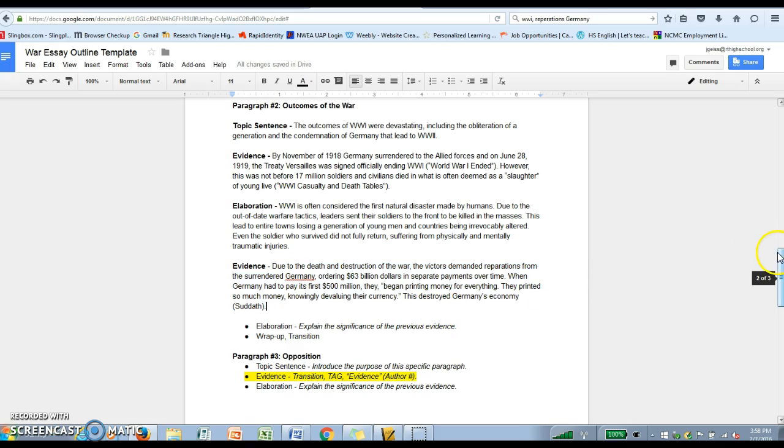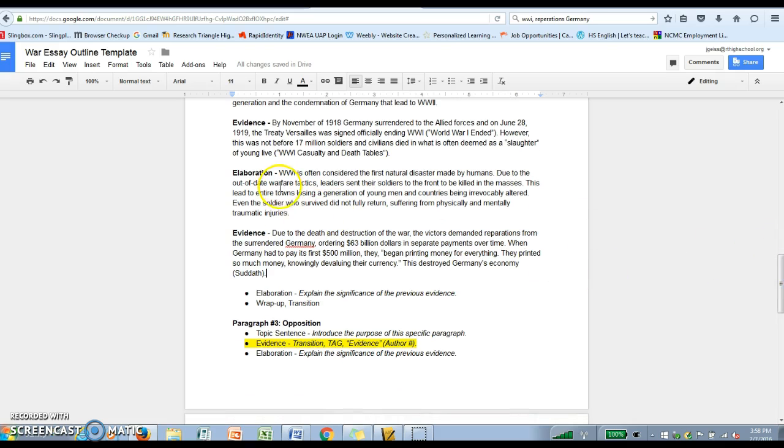So here we have our next piece of information. This transition, due to the death and destruction of the war, transitions from what was previously stated in the elaboration. So in our last piece of evidence and elaboration, it talks about the destruction primarily with the death toll. So by saying due to the death and destruction of the war, this transitions from what we were previously talking about, and then leads into the victors demanded reparations from the surrendered Germany. That's how transitioning works. You reference what you just wrote about, and then you explain how it relates to what you're going to write about.